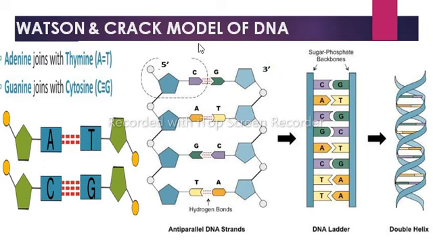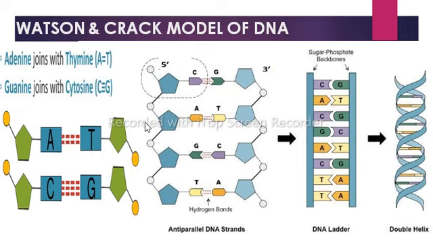The main point of that model is that DNA is a double helical structure twisted around each other. Have a look at the diagram. This is the double helical structure of DNA which is twisted around each other, in which the base pairing rules are always maintained and the two strands are complementary to each other.